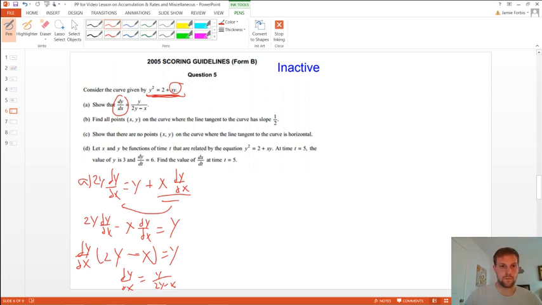All right, so we know what the derivative of this implicit differentiation is. Part B says, find all points (x, y) on the curve where the line tangent to the curve has slope 1/2.